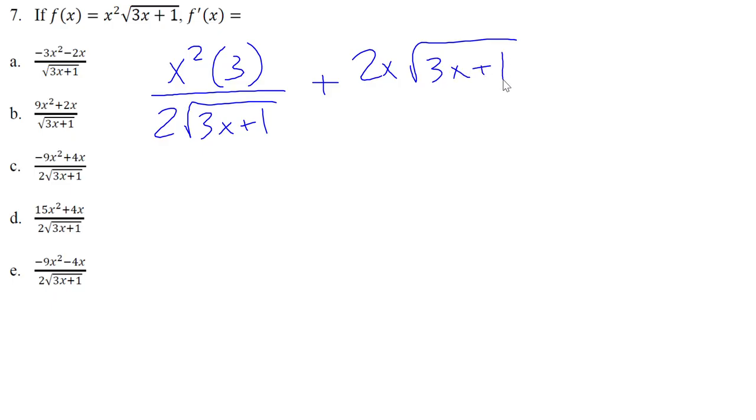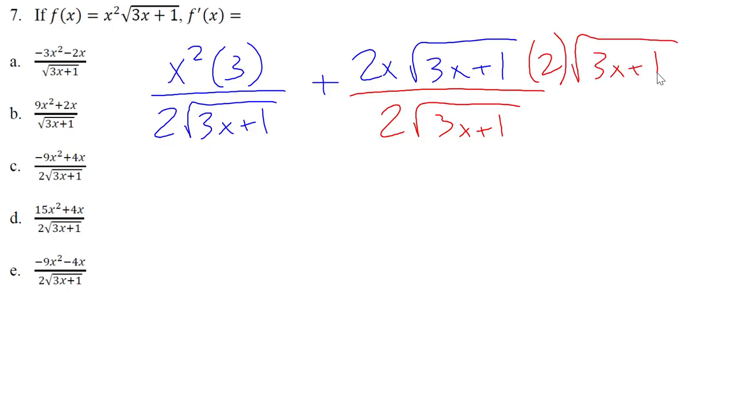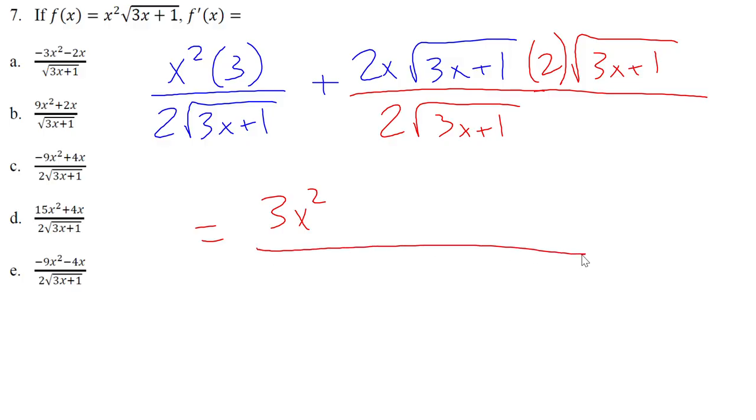And of course, all of these answer choices have a common denominator for them. So what we need to do is get that common denominator, which means we need to multiply this second piece by 2 root 3x plus 1 in the denominator, as well as 2 root 3x plus 1 in the numerator. Now we should be able to simplify this down, giving us a 3x squared in the first part, and then plus 4x, that's the 2x and the 2, times root 3x plus 1 times root 3x plus 1.